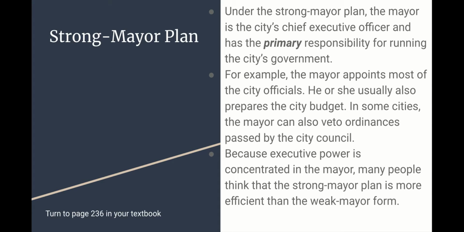So here we are now, the strong mayor plan. Under the strong mayor plan, the mayor is the city's chief executive officer and has primary responsibility for running the city. For example, the mayor's job will be to appoint city officials like the city clerk, parks and recreation directors, as well as people in the public works department. He usually also prepares the city budget. In some cities, the mayor can also veto ordinances passed by the city council, because executive power is concentrated in the mayor. Many people think that the strong mayor plan is more effective than the weak mayor plan. An example of a strong mayor plan would be the mayor of New York City, or massive cities like Montgomery and Birmingham, which have strong mayors.